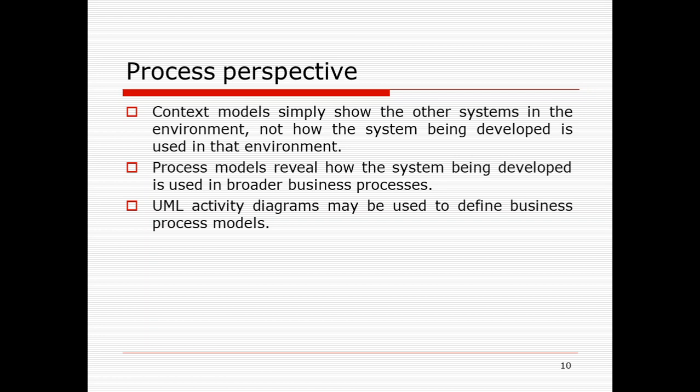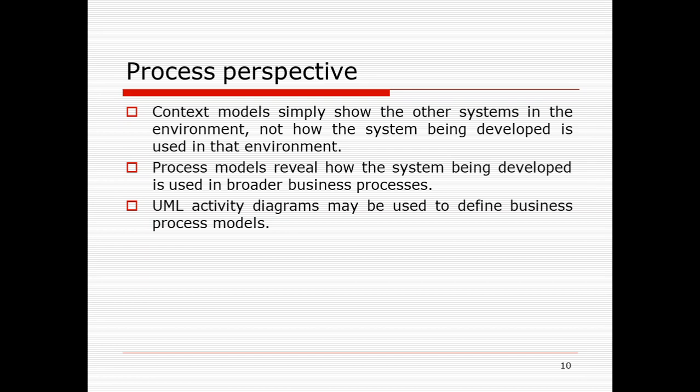So the context model basically only shows the boundary of the system. That is the system, and the other systems in the environment are shown using the context model, and it doesn't show how the system being developed is used in the environment. So it only sets the boundary of the system that is going to be developed. Now, the process model reveals how the system being developed is used for broader business processes.